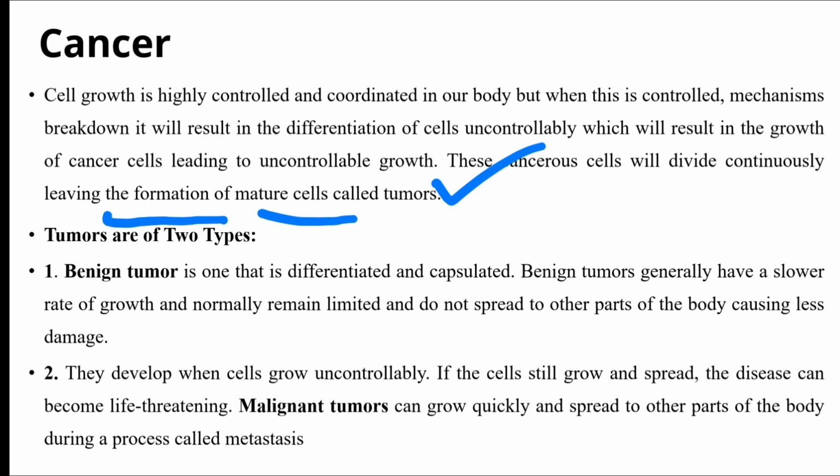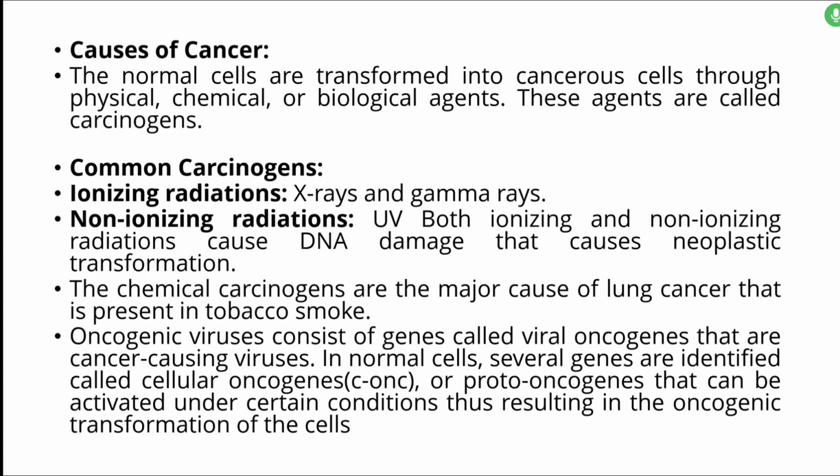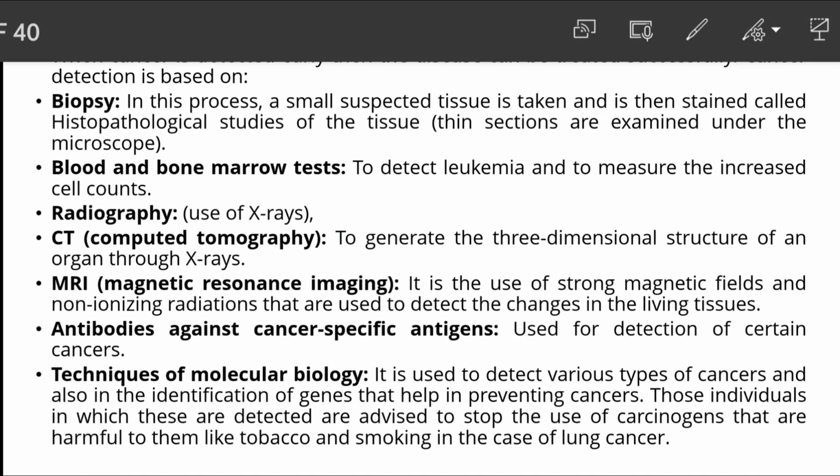One is the benign tumor, which has a slower rate of growth, is limited, and does not spread all over the body parts. The other one is the malignant tumor, which grows quickly and spreads all over the body parts during a process called metastasis. Then causes of cancer. There are many carcinogens which can cause cancer, like ionizing and non-ionizing radiations. There are also many chemicals which can cause cancers, and these agents are called carcinogens.